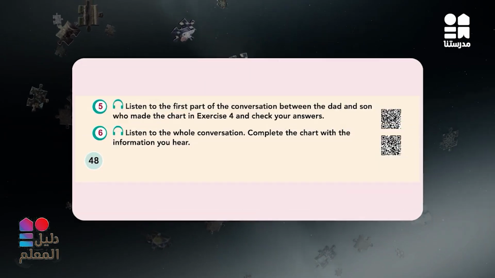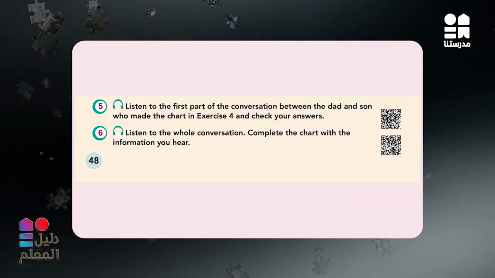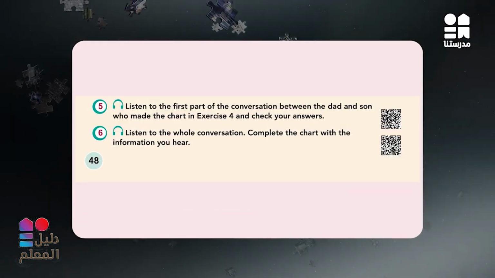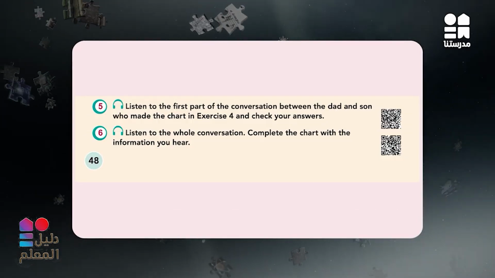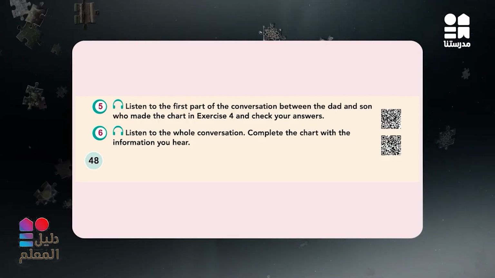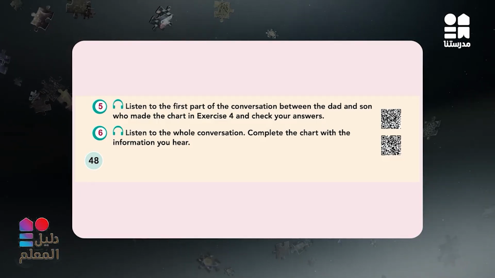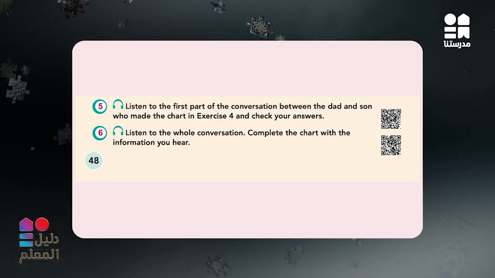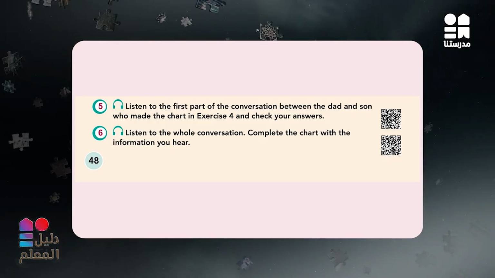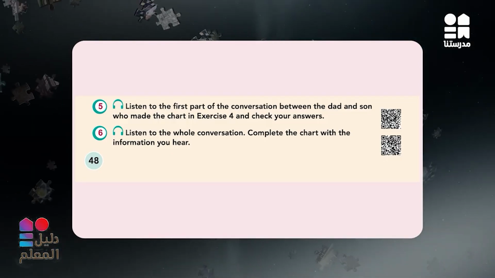Now for exercise 5. Students are to develop their listening comprehension skills as they listen to the first part of the conversation between the dad and son who made the chart in exercise 4, and check their answers. Ask your students to listen and check their answers. Play the audio for them again to help them check their answers. Nominate 2 or 3 students to check answers.